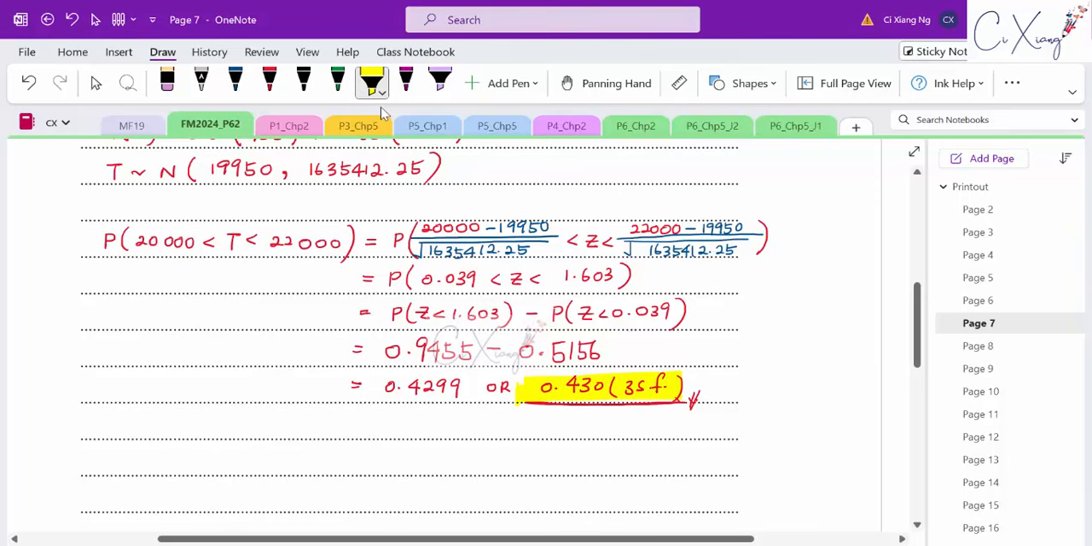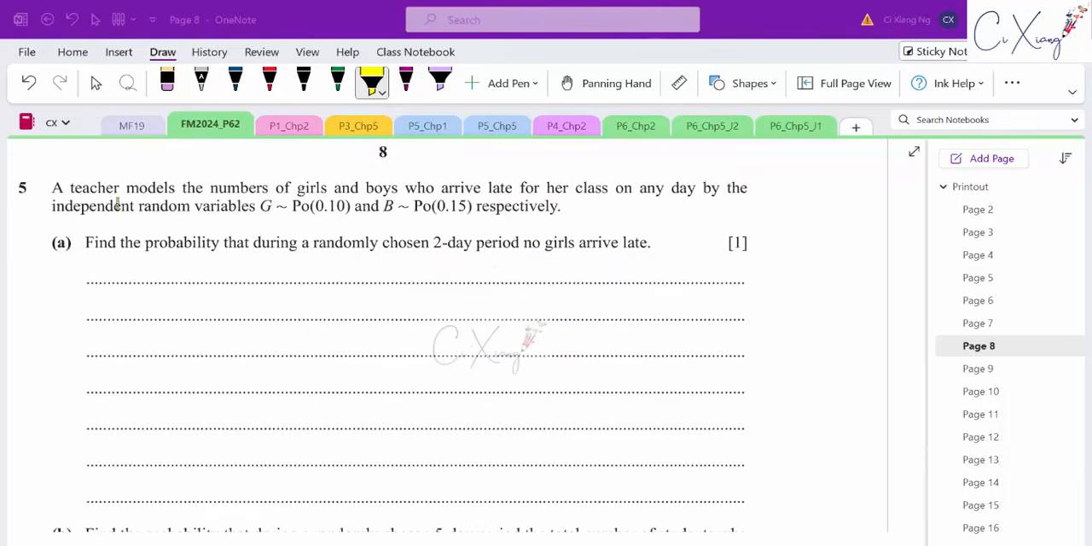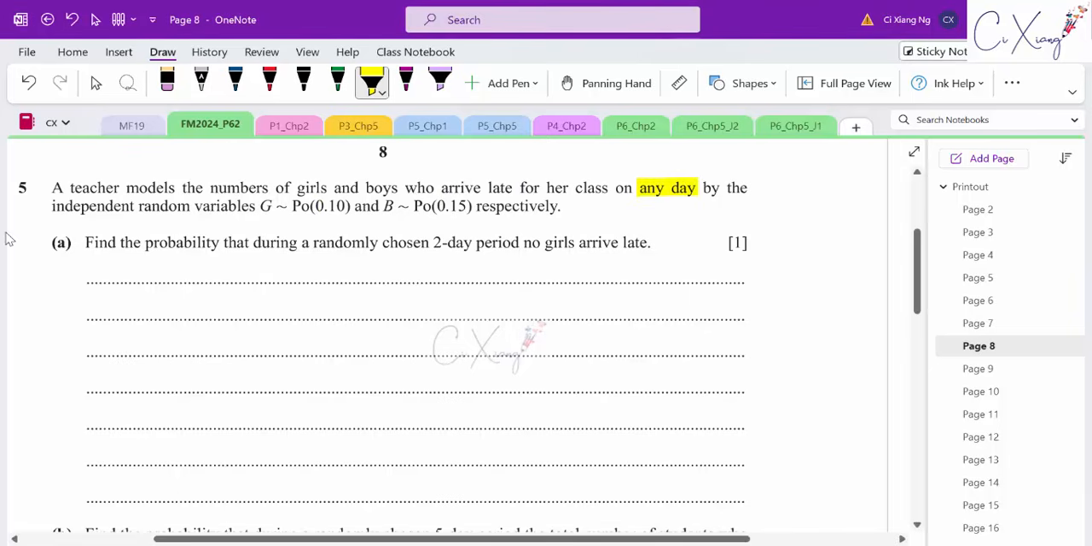Okay, yeah, so this is how we solve question number 4. Question number 5. A teacher models the number of girls and boys who arrive late for her class on any day by the independent random variables Poisson. G is Poisson distributed with lambda 0.1. Boy B is Poisson distributed with lambda 0.15 respectively. Find the probability that during a randomly chosen 2-day period, no girls arrive late.